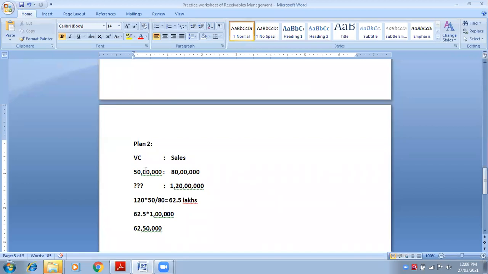50 lakhs variable cost at the present situation when sales was 80 lakhs. Now when sales will become 1 crore 20 lakhs, what will be my variable cost? So now what you will do? Cancellation of 5 zeros will give you 120 into 50 divide by 80. Can somebody tell me what will be the answer? 120 into 50 divide by 80.